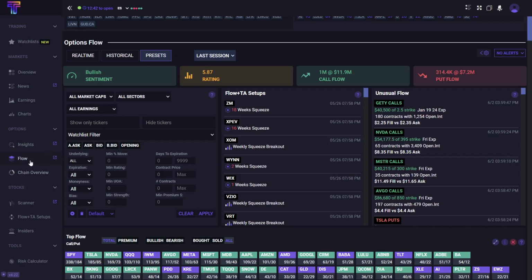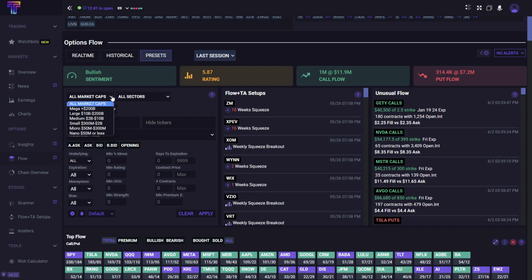It's going to take you to this home page right here and actually go ahead and bring you to the flow table. This is going to give you all the option flow that comes in for the trading day. And what we're going to do is use the filtering system to show you how we can find winners with all this data. So what we're going to do is actually focus on market cap.